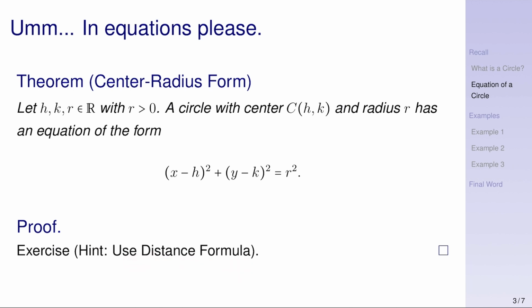All you need to do is to remember that by definition, the circle is the set of all points that are equidistant from the point (h, k), and its radius is given by r. So from there, you can easily obtain this equation. Once you have this, we can do some fun examples.